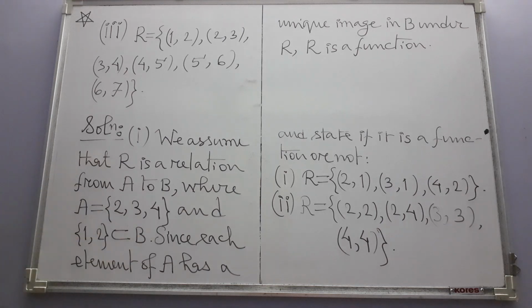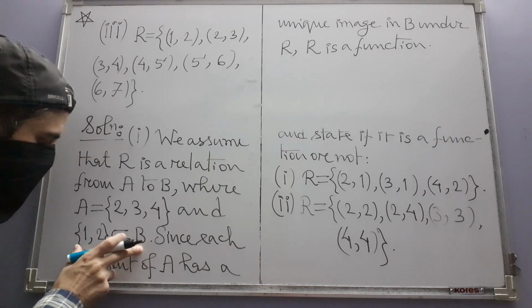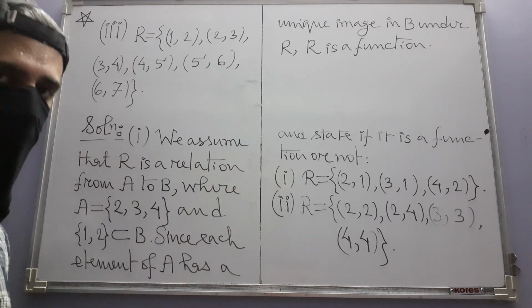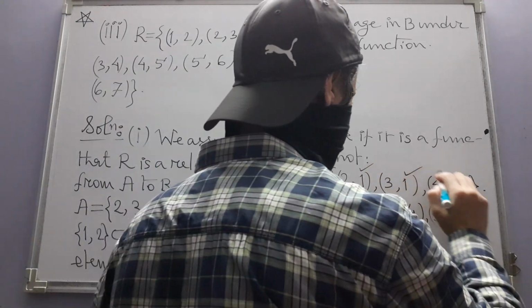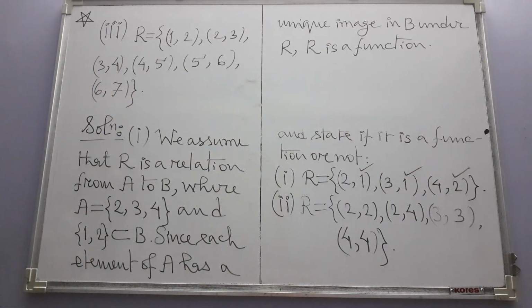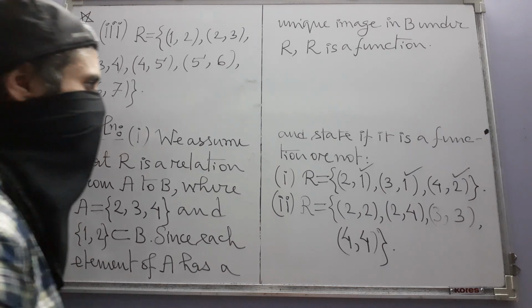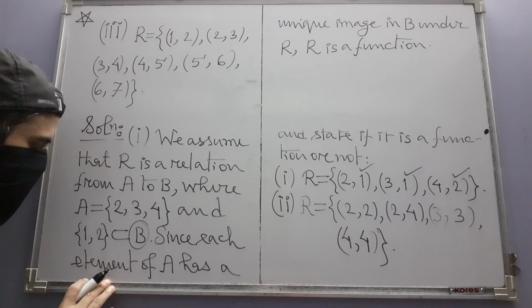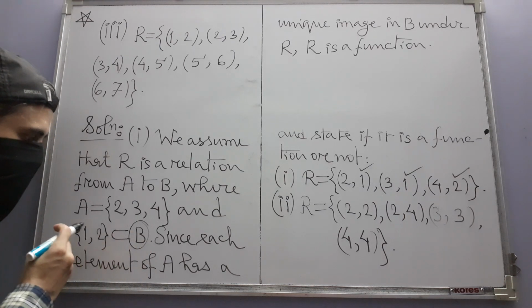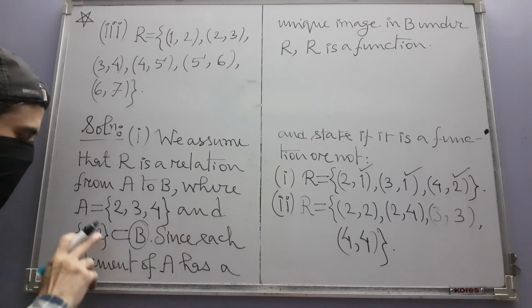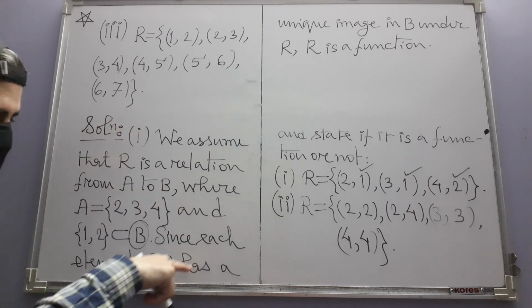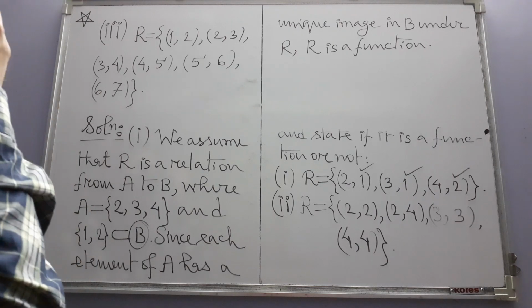R is a function from A to B. B cannot be determined. The only condition is that B needs to contain the range, which is 1, 2, the set of all the second coordinates, the range of the relation. So here R is a function. And note that R is a function regardless of what B is. B may be this set or B may be a larger set having elements other than 1 and 2. In all such cases, your R will be a function.